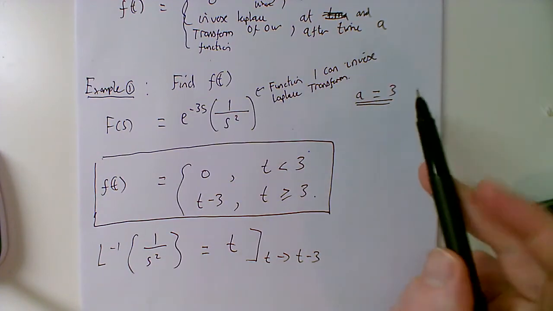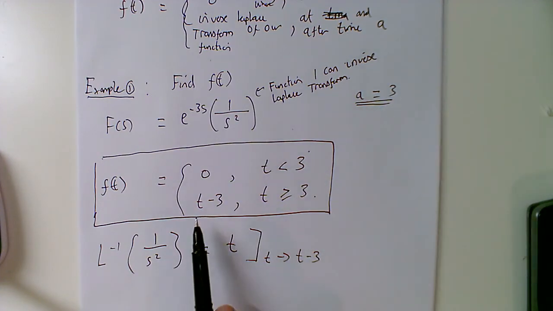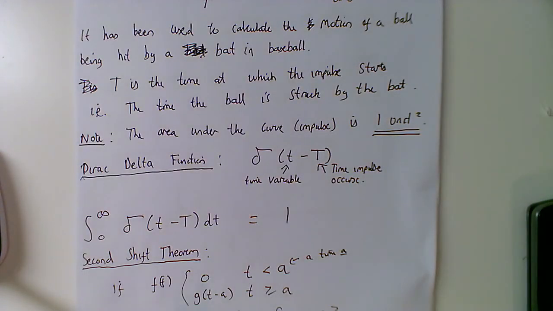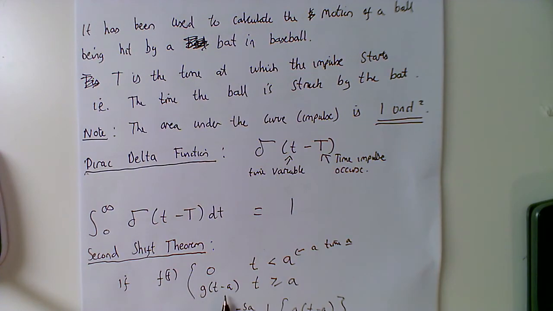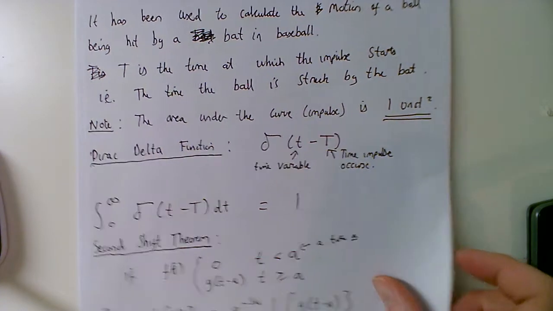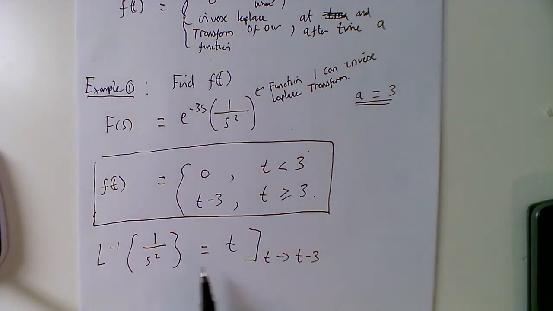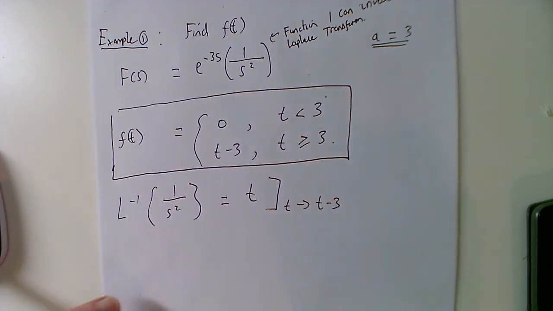Okay, so effectively your a always comes into our function. That's what it meant. In this part of our formula, your t becomes t take away a. So our t became t take away a. Right, I'll do another example and hopefully it'll become even clearer.